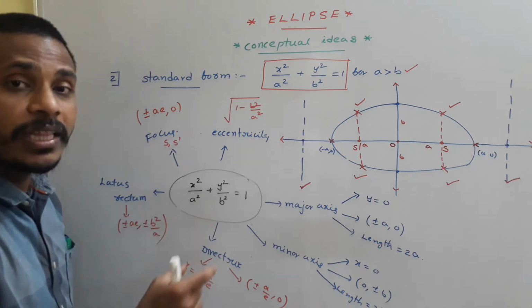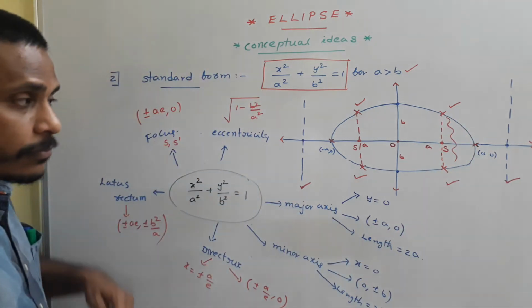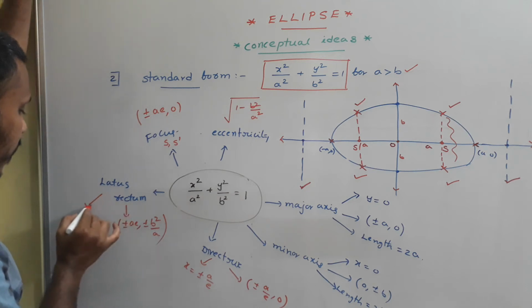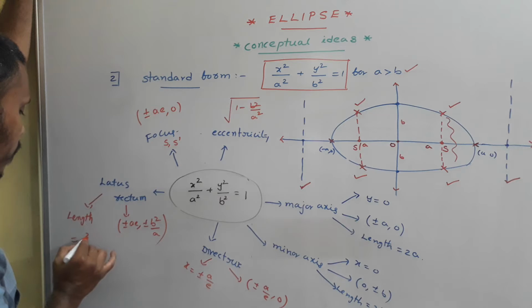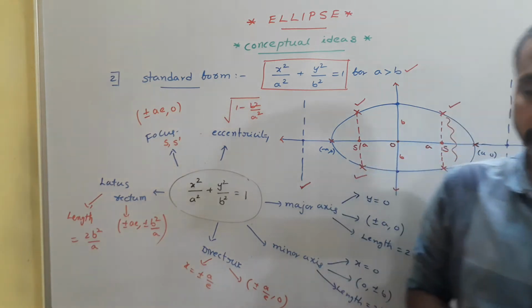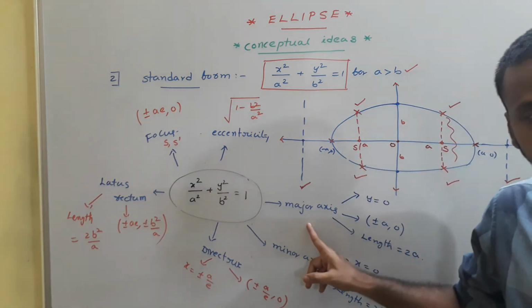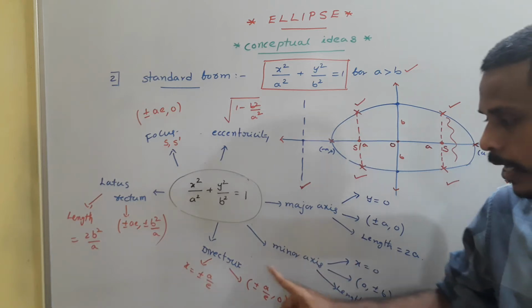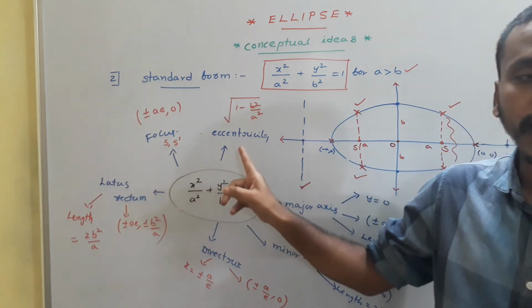And now after having these 4 endpoints, what to say about the length of latus rectum? So at latus rectum we need to mention, along with the endpoints, the length as 2b square by a. Just have a look, everything related to the standard form. All these things we need to memorize: major axis, minor axis, directrix, latus rectum, focus and eccentricity.